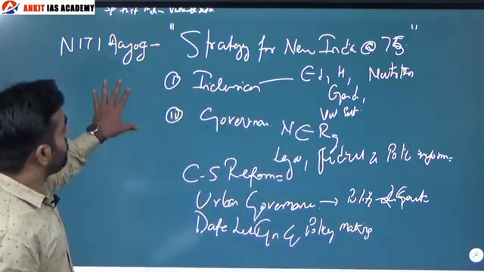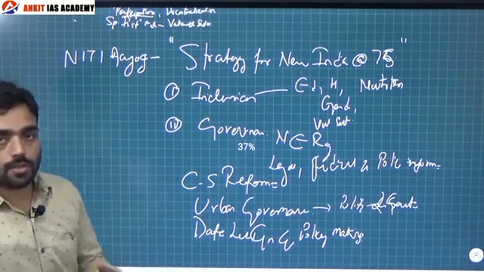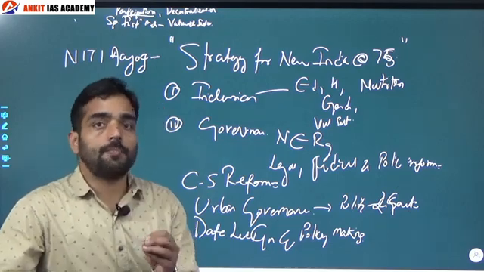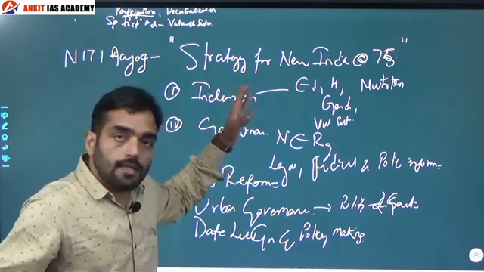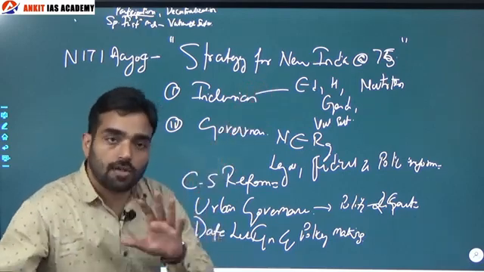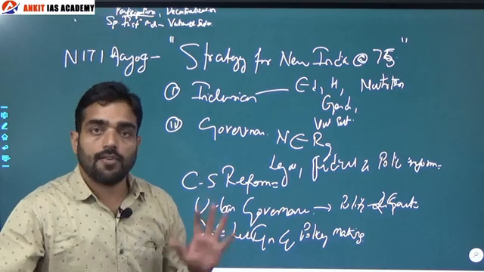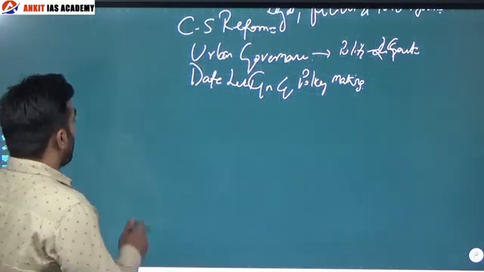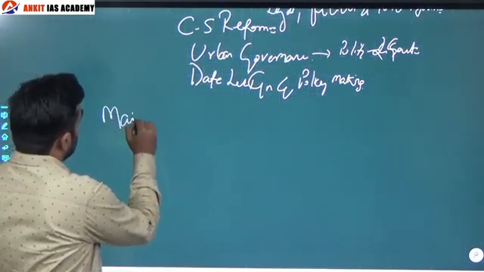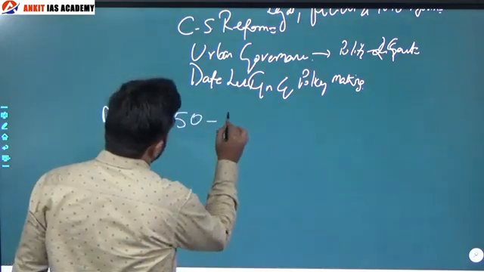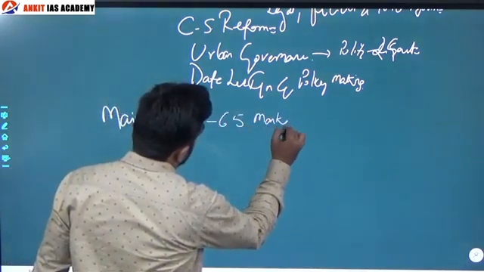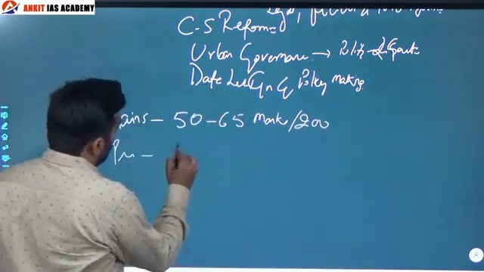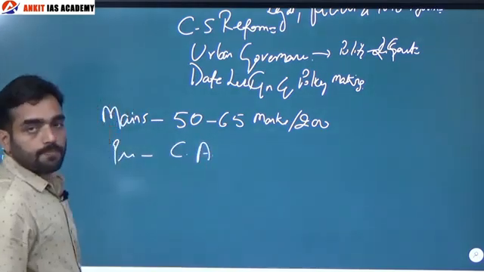Fine. So when you are preparing your social justice part and governance, I recommend first you should make 2-3 pages of notes and go through these ARCs and this report. You will find sufficient content to write a very good answer from this part. And the exam relevance of this part is somewhere between 50 to 65 marks out of 200 for mains. For pre, questions will be framed from current affairs.